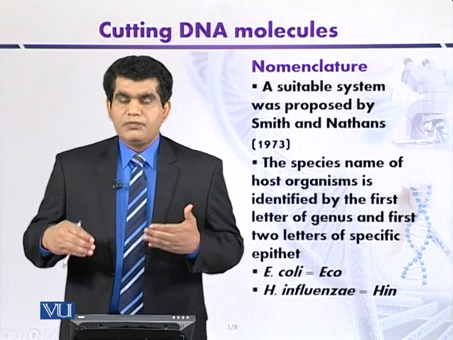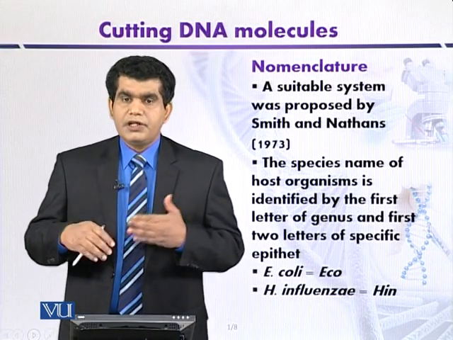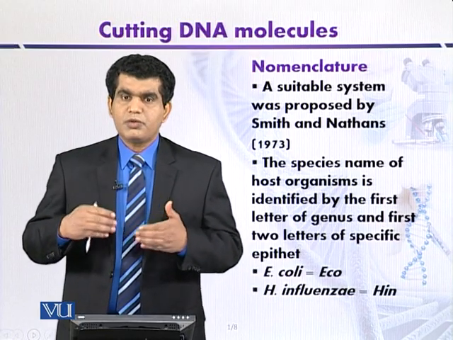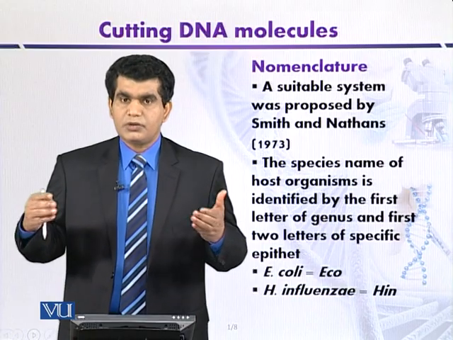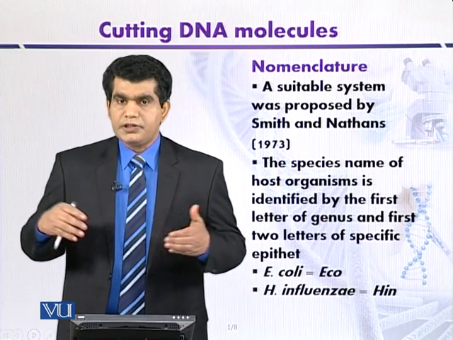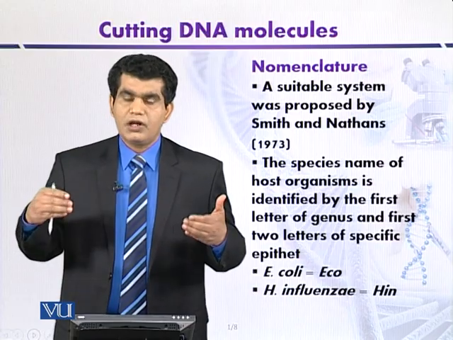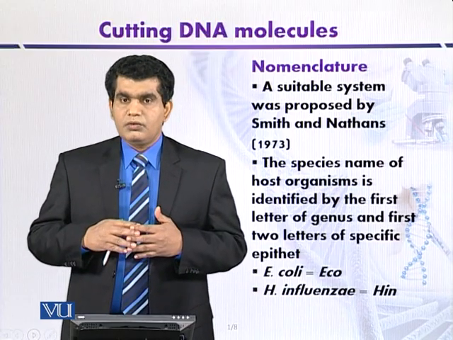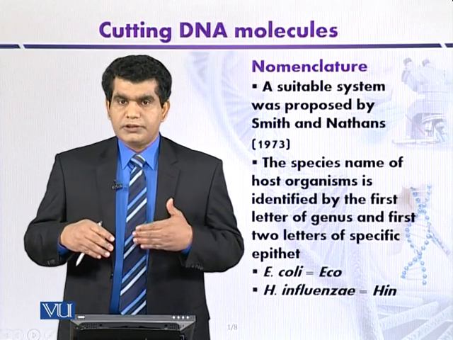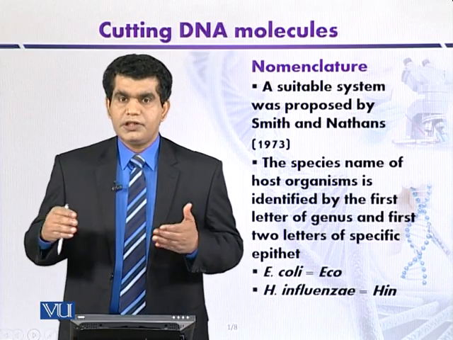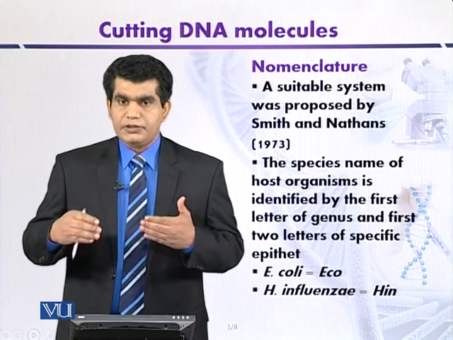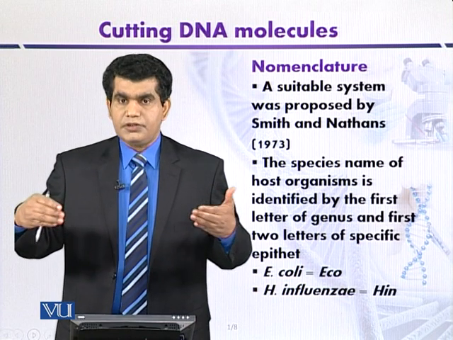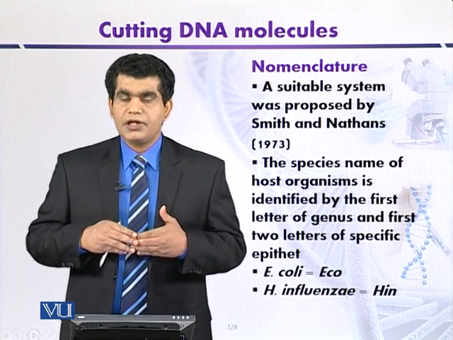After the discovery of a large number of type 2 restriction endonucleases, scientists proposed that there must be some sort of naming mechanism, which we can call the nomenclature of restriction endonucleases. One of the first proposals was given by Smith and Nathans in 1973. Now we are going to discuss the key features of this nomenclature of restriction enzymes.